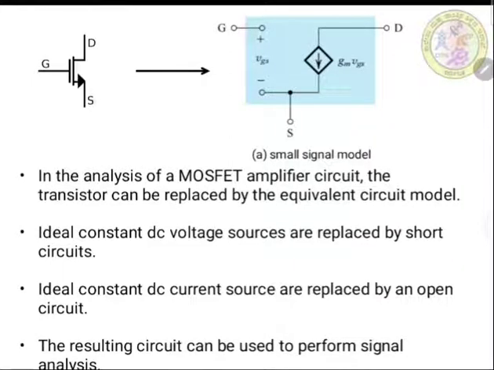This small signal model includes VGS, the small signal between the gate and source terminals, as well as gm into VGS, which is the current source between the drain and the source terminals. That's why we call this device a voltage controlled current source. Changes in VGS are going to control changes in gm into VGS.